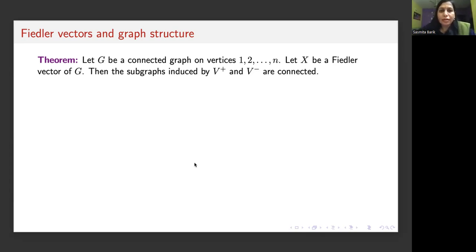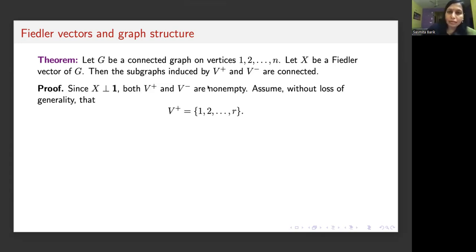Then this theorem tells that the subgraph induced by V plus, the non-negative vertices, will be connected, and the subgraph induced by the non-positive vertices is also connected. I'll show one part, because the other part you can always show by multiplying the vector by -1. That will again be an eigenvector. So this V plus is connected.